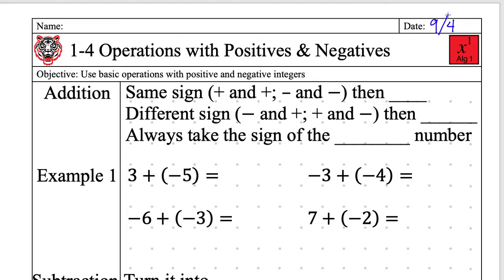Who wants to read our objective for the day? Quiet raised hand. Who can read? Looks like Jade can read. Use basic operations with positive and negative integers. Perfect. Hugo, can you please give Jade 50 XP? Every time that someone participates, it is 50 XP.